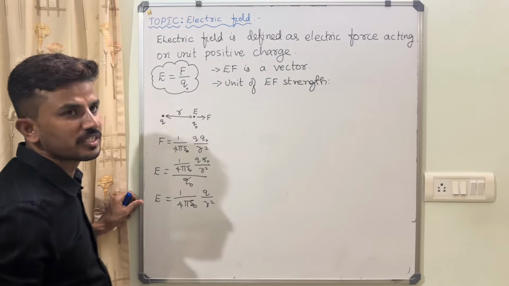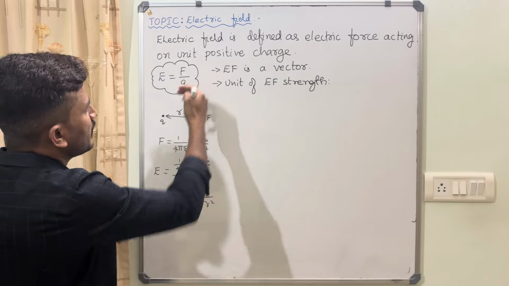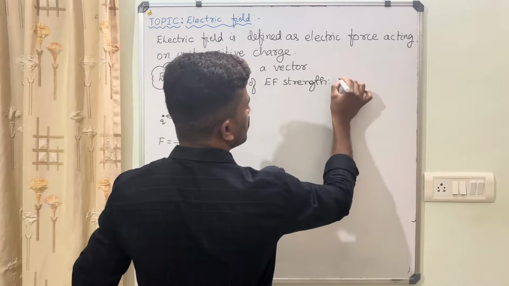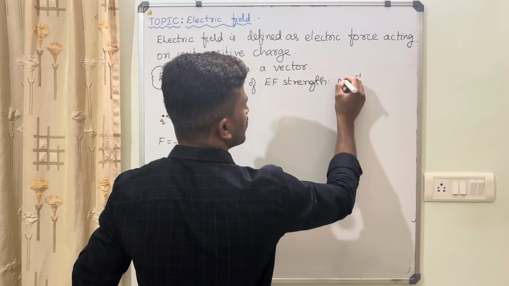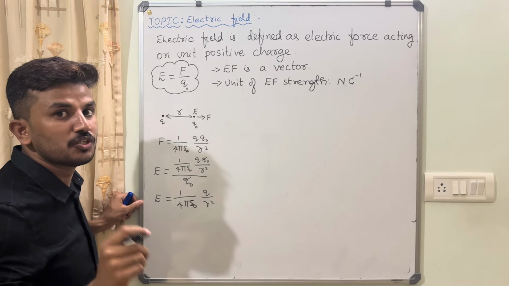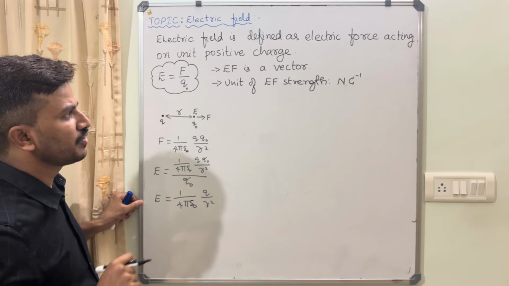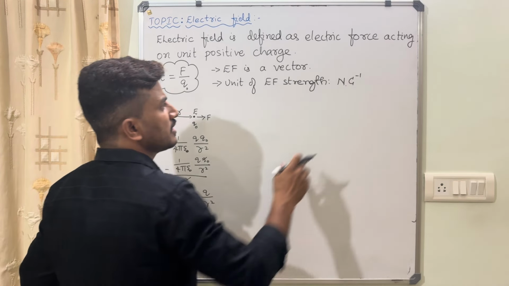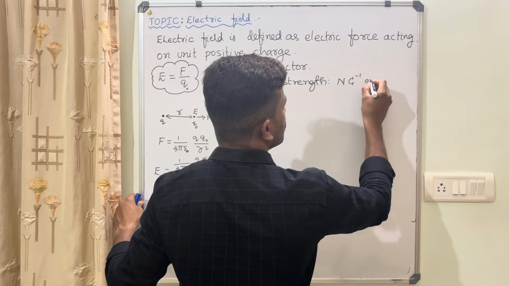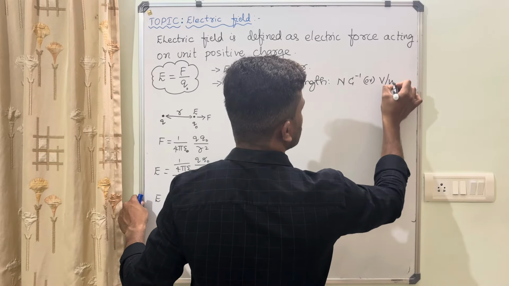So electric field strength is given by Newton per Coulomb, force by charge. Newton per Coulomb is a unit of electric field strength, or electric field, or electric flux density also we call. Next one, we can also write it as volt per meter.